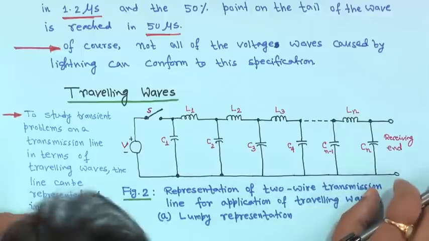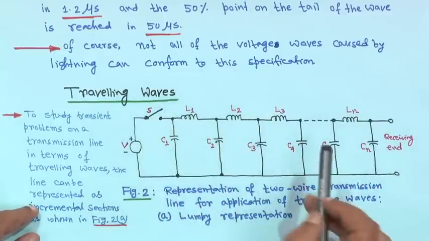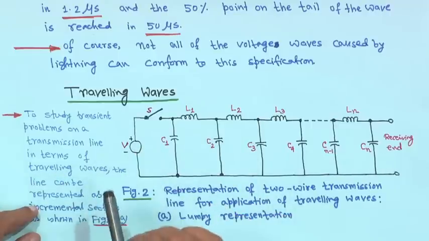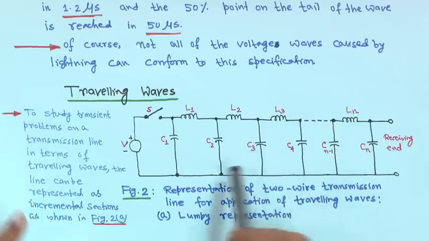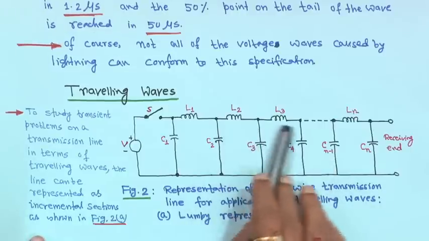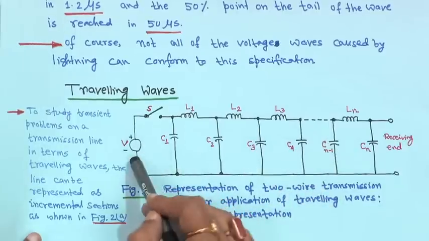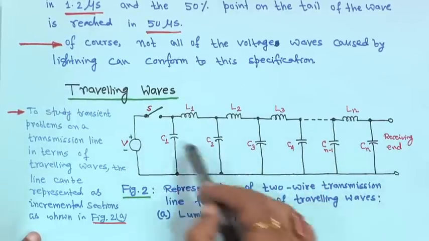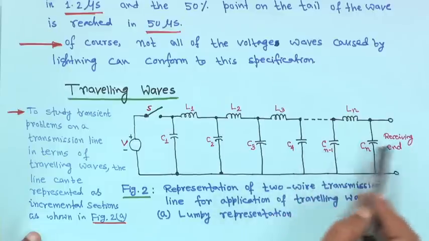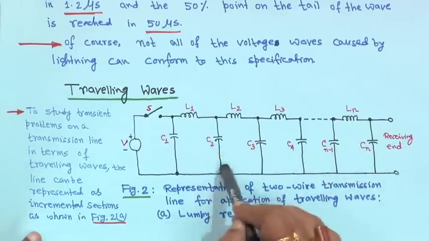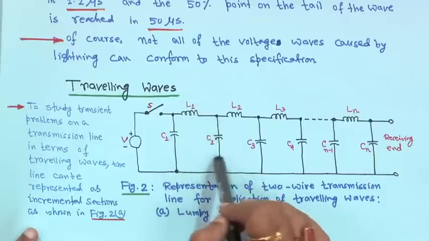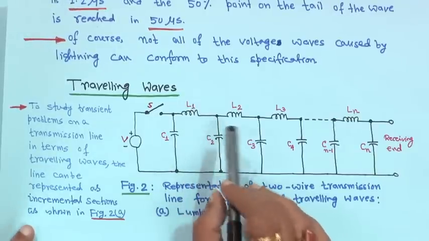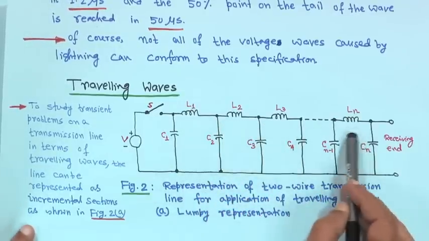Now, the travelling wave. Here a voltage source is given, along with a representation of a two-wire transmission line for application of travelling waves, and this is a lumped representation. Suppose you have a transmission line, with resistance neglected for the time being. This is the sending end and this is the receiving end, with capacitances C1, C2, C3, C4, C5 up to Cn, the charging capacitances from line to ground, and the inductances, since the line is divided into infinitesimally small sections, L1, L2, L3 up to Ln.